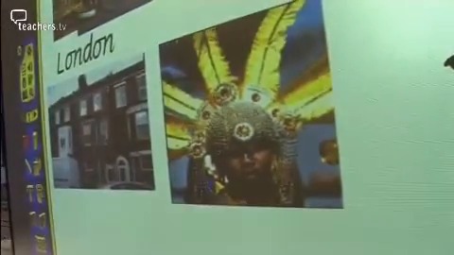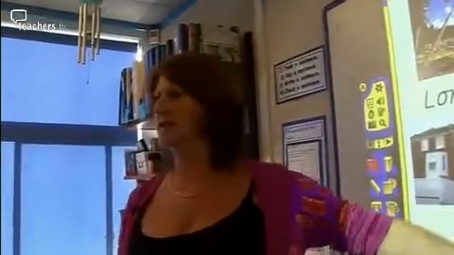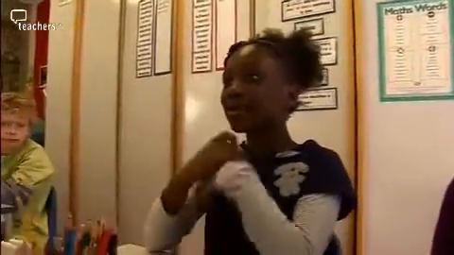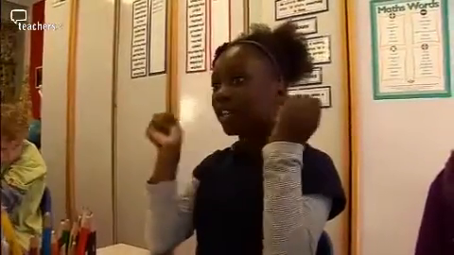Picture of the person in the headdress. Let's see, where do we think this is? Stephanie, where do you think this one is? In St Lucia. Why do you think that's St Lucia? Because it's more of like a parade-ish thing, and then in London they wouldn't really have much shiny things. It's always nice to ask the whole class whether they agree or disagree.